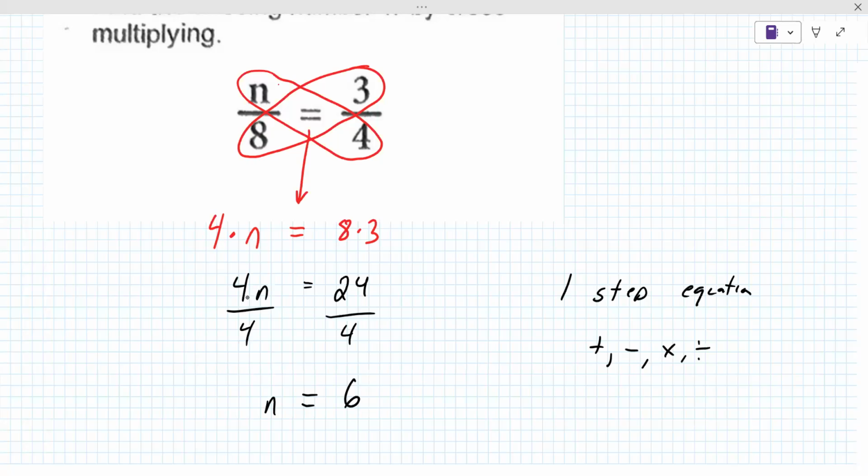All right. Any questions on that? All right. Why don't you try number 2? It's the same type of problem, but different numbers.